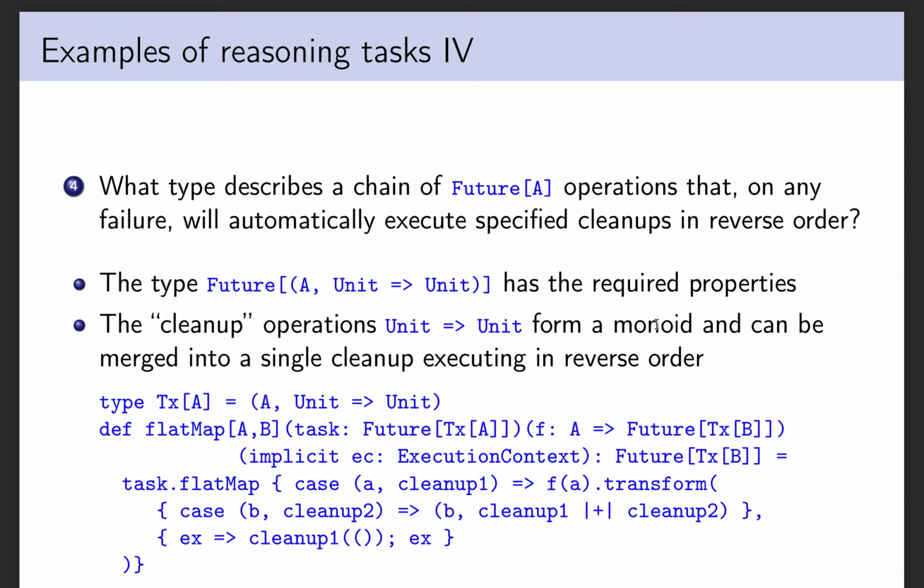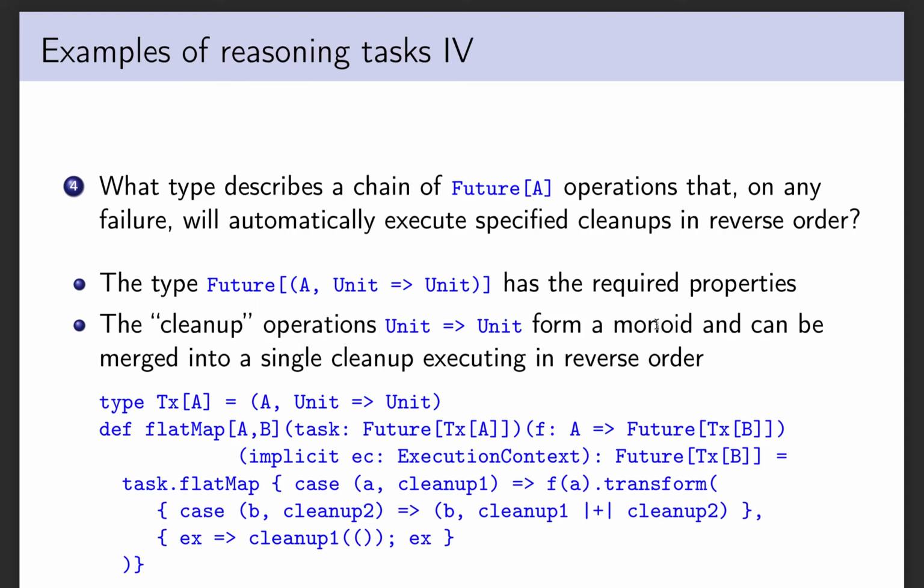One way of doing this is to have a type future of pair of A and a unit-to-unit function. The unit-to-unit function represents a cleanup, and then I write flat map like this, which appends the cleanups. I recognize that the cleanups form a monoid, so I can append them. I have one unit-to-unit, another unit-to-unit, I can append them, and this cleanup will be executed automatically in the order I want. I don't have to worry about it.